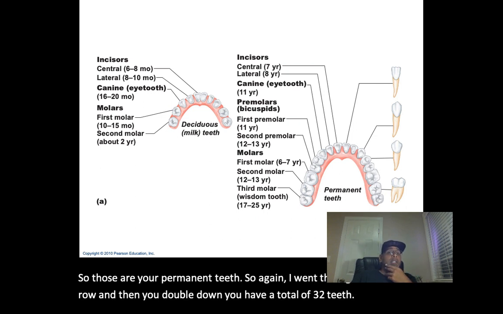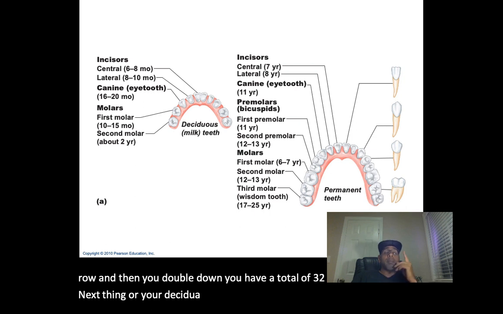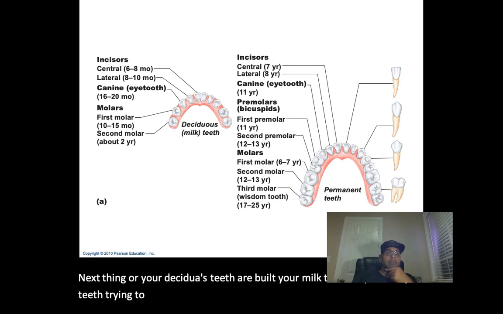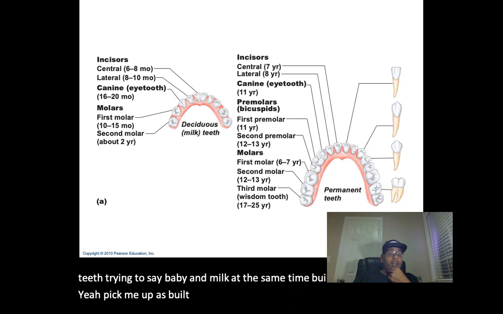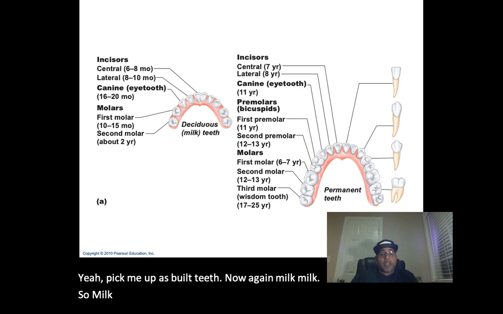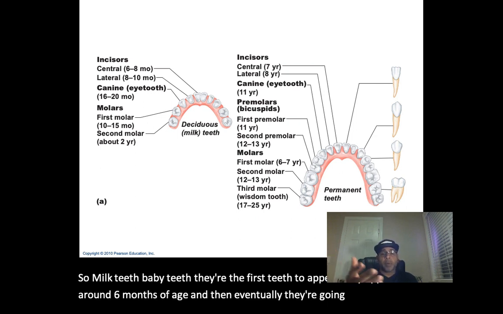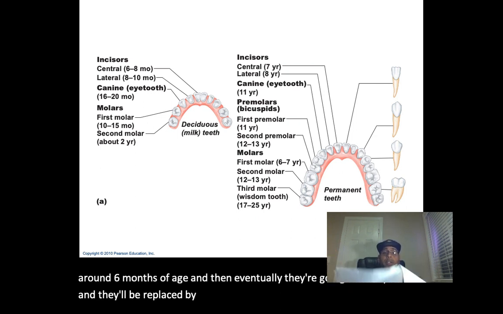Next are your deciduous teeth, your milk teeth, or your baby teeth. I'm trying to say baby and milk at the same time. Again, milk teeth. So milk teeth, baby teeth, they're the first teeth to appear. They appear around 6 months of age. And then eventually they're going to be replaced by your permanent teeth or your adult teeth.